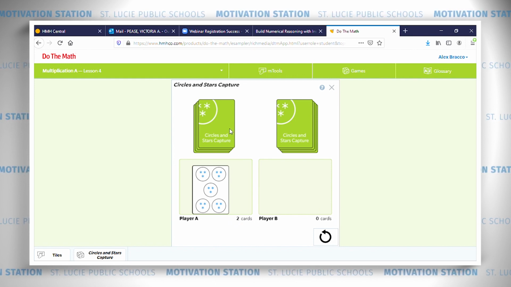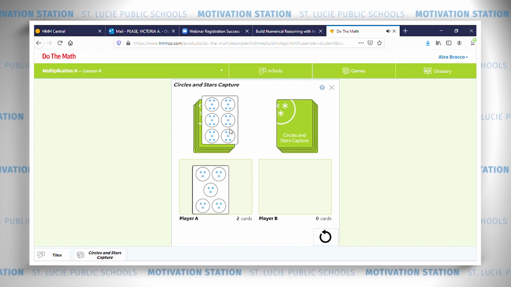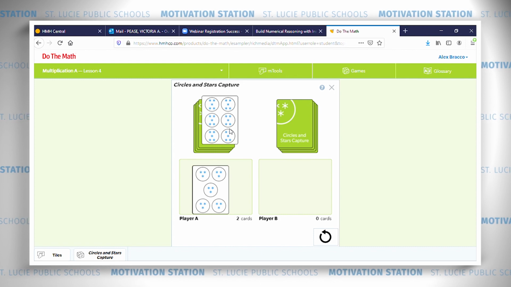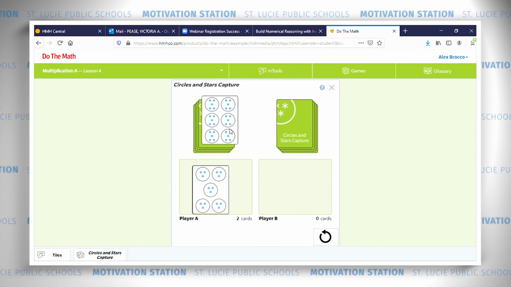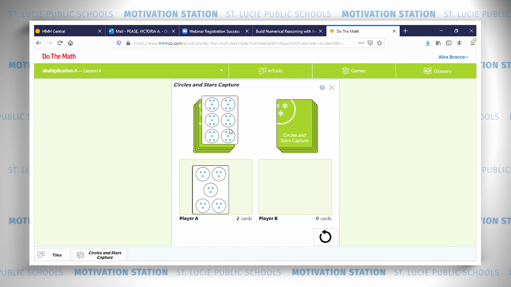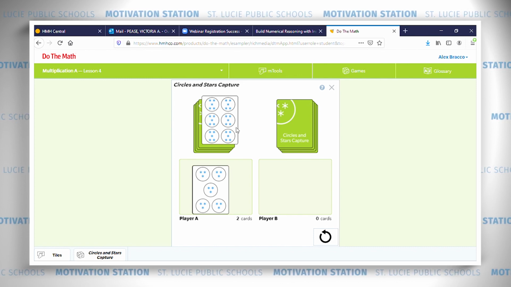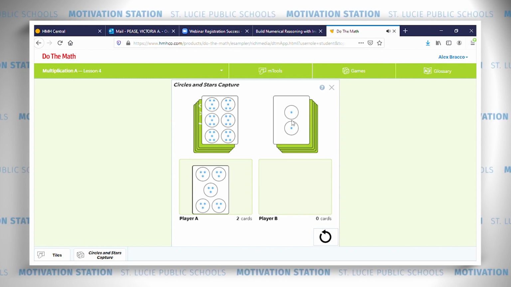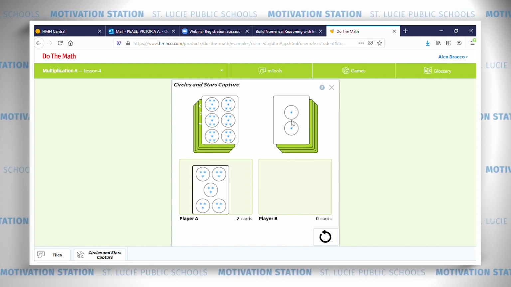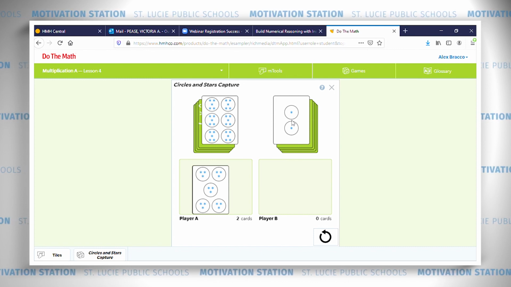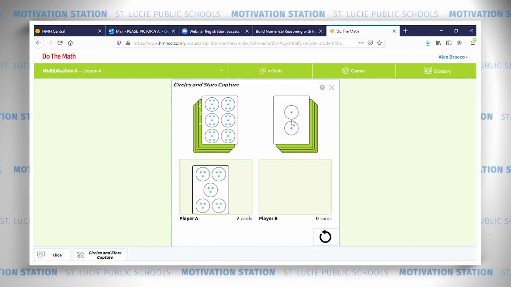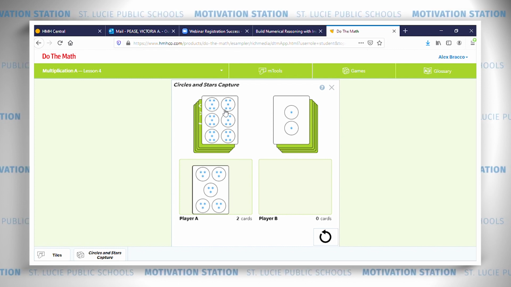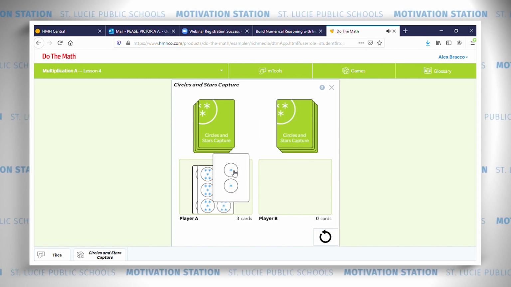All right, we're going to flip over the next cards. So here I have 6 circles with 5 stars in each. So you would record on your page in your workspace book, 6 times 5 equals 30. I'm going to turn over player B's card. And I have 2 groups with 1 star in each group. So the equation I'd write for player B would be 2 times 1 equals 2. Again, player A has more, so player A gets both of those cards.